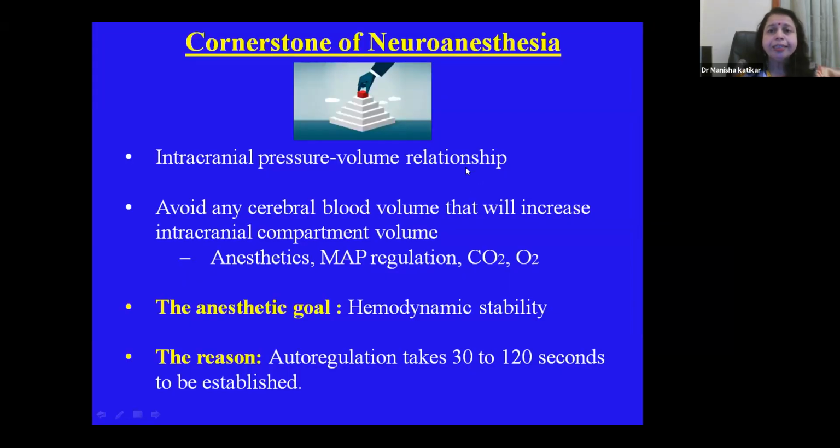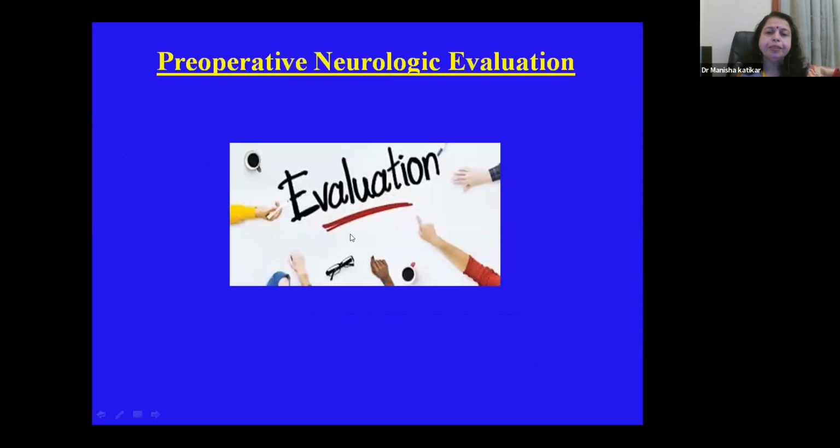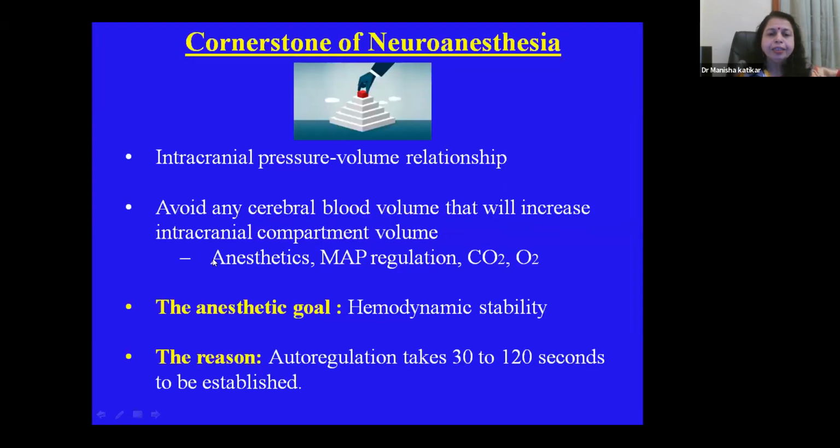So when we anesthetize this patient, we need to monitor the intracranial volume-pressure relationship. Avoid any factor that will cause a rise in cerebral blood volume that will increase the ICP. And what are these factors? See, all these are in our domain.